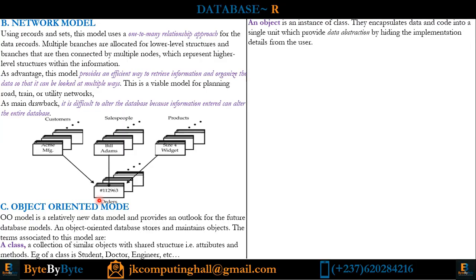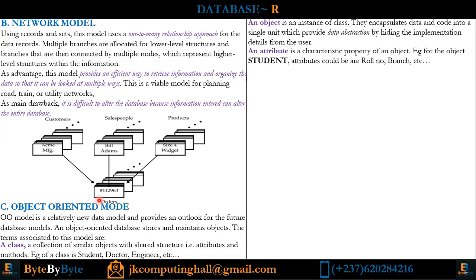We also have an object, which is an instance of a class. An object encapsulates data and code into a single unit, which provides data abstraction by hiding the implementation details from the user. So when I have, for example, a class student, I can have objects like student number one, student number two, student number three, student number four, in such a way that all the different attributes that can be done on a class, an object will be able to implement it in its own way.